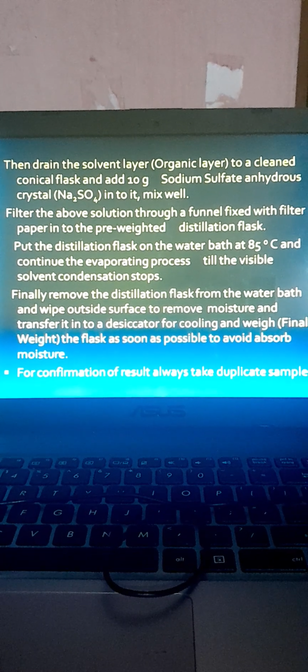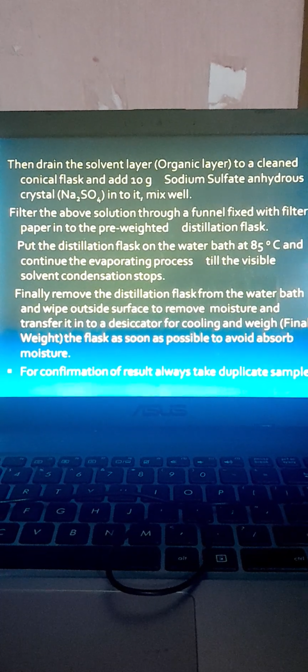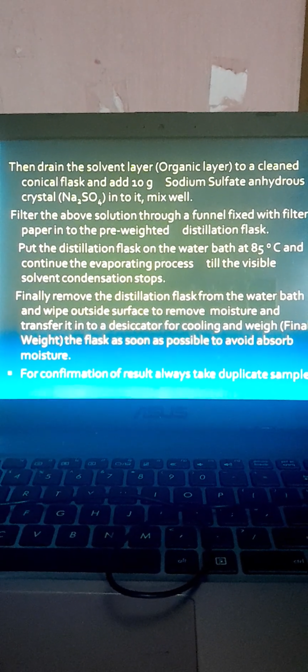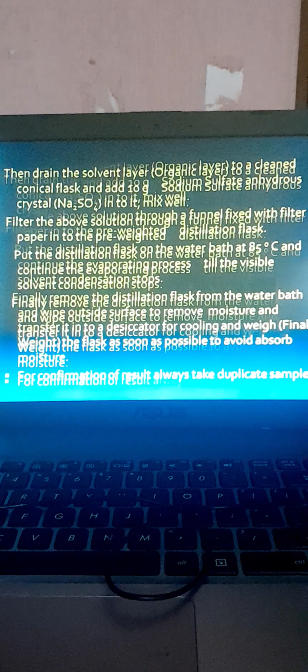Finally, remove the distillation flask from the water bath and wipe the outside surface to remove the moisture, and transfer it into a desiccator for cooling. Take the final weight of the flask as soon as possible to avoid absorbing moisture. For confirmation of result, always take a duplicate sample.